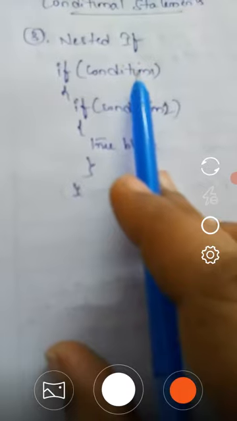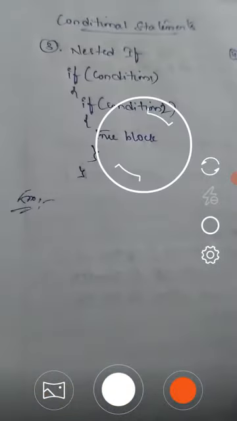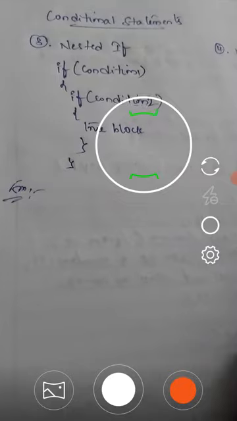The syntax for nested if is like this. If condition 1 is true, we can enter into the next if statement. If condition 2 is also true, we get the true block of statements. Let us look into an example now. This example shows whether the given three numbers are equal or not.